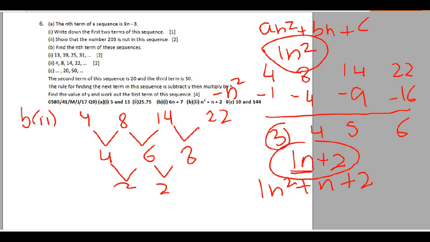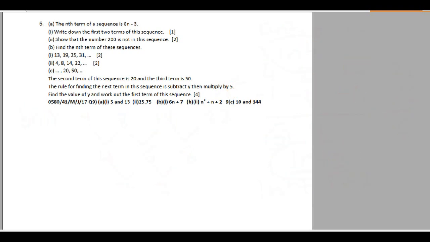Part C: dash, then 20, then 50, then again dash. The second term of the sequence is 20 and the third term is 50. The rule of finding the next term of this sequence is subtract y and then multiply by 5. So to get to the next term, we have to subtract y from 20 and then multiply it with 5, and this will be equal to 50. It says find the value of y, so make y the subject.